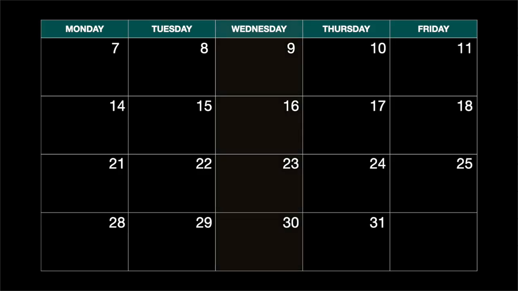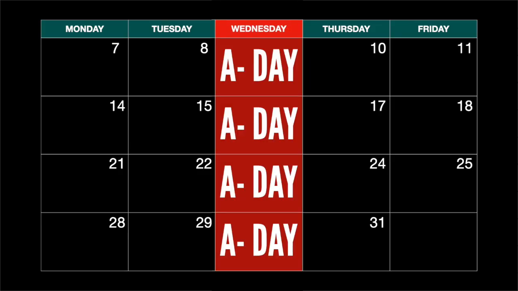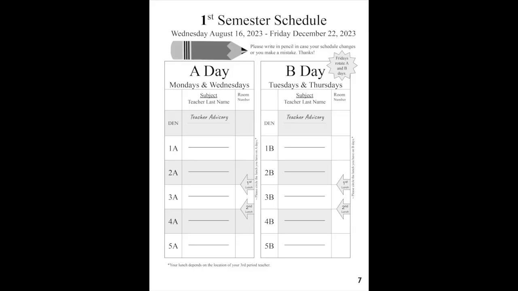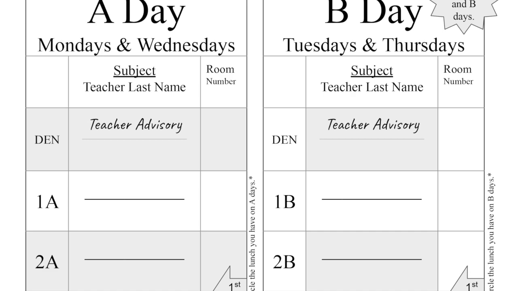So if today is a Wednesday, that means it's an A day. So third period A day would be yearbook. And third period B day would be U.S. history. Now what we're going to do is we're going to take all of this crazy information and put it on this beautiful page in your planner.